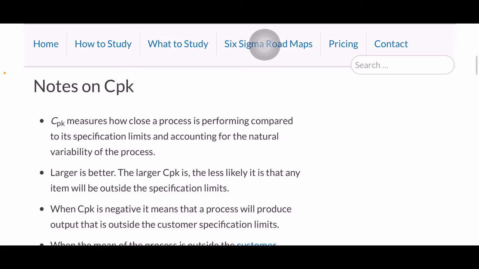Notes on CpK. CpK measures how close a process is to performing compared to its specification limits and accounting for the natural variability of the process. Larger is better. The larger CpK is, the less likely it is that any item will be outside the specification limits.